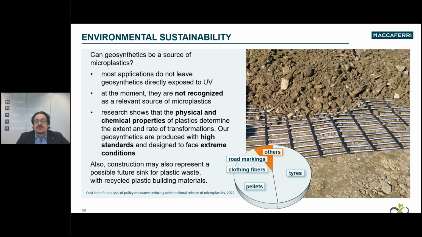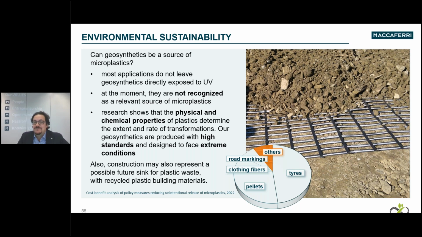This started to create some questions about our product, and we started to study a lot all the production process, but also the life cycle assessment of our solution. First of all, we have to understand how geosynthetics can be a source of microplastic. You have to know that most of the microplastic comes from the degradation of plastic, and the degradation of plastic is related to its UV exposure.